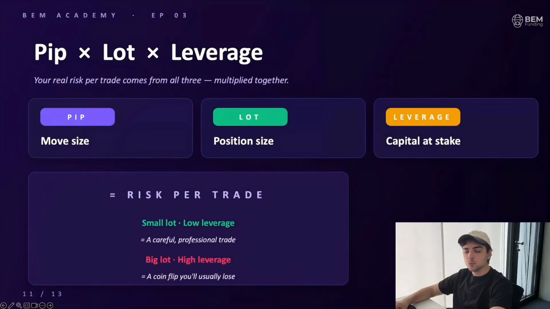Here's how the three multiply together. Pip tells you the size of the price move. Lot tells you the size of your position. And leverage tells you how much capital is at stake versus what you actually put up. The real risk per trade comes from all three combined. A small lot at low leverage on a major pair, that's a careful, professional trade. A big lot at high leverage on a volatile pair, that's a coin flip you'll usually lose. Choose wisely.